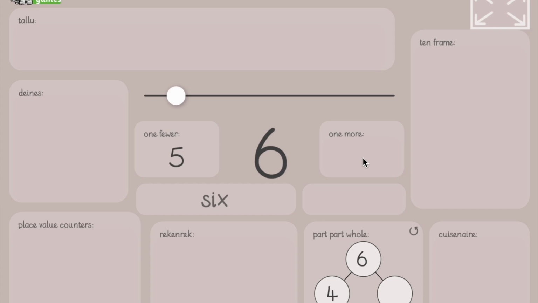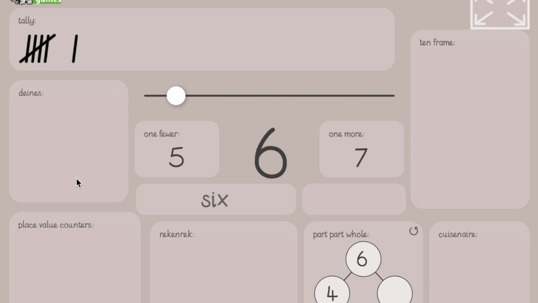5. What is 1 more than 6? 7. How do we show 6 with tallies? Draw it now. Like this. We have 1, 2, 3, 4, 5, 6 tallies. That's 1 group of 5 and 1 more.